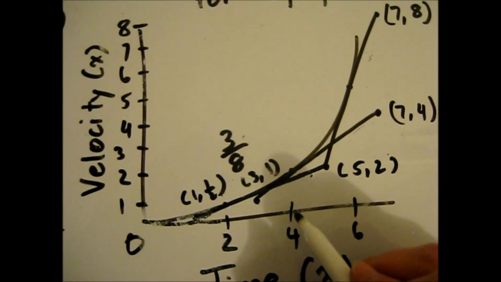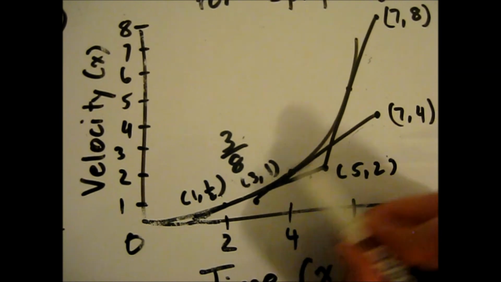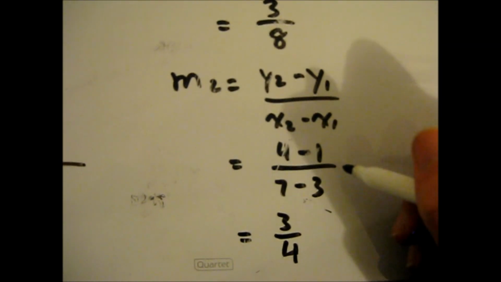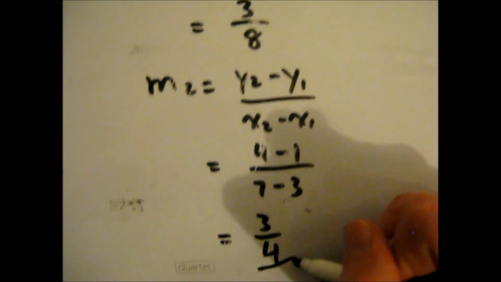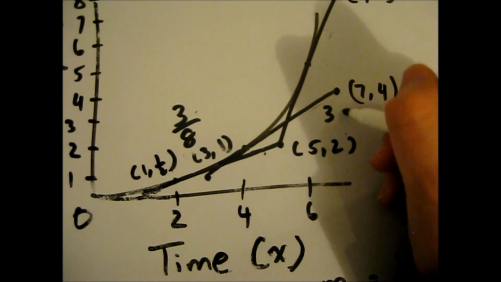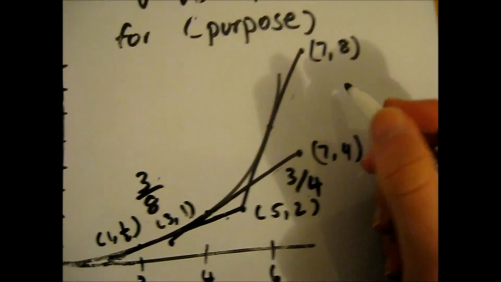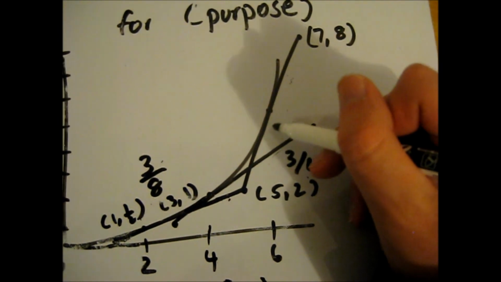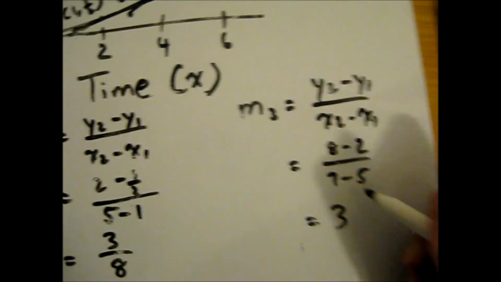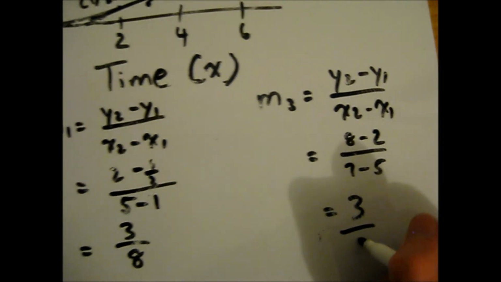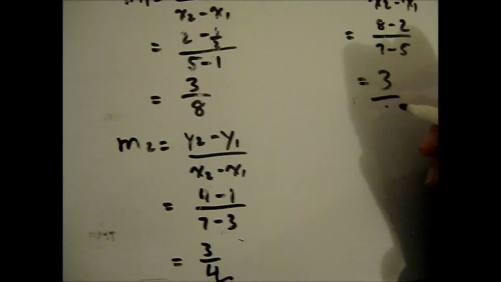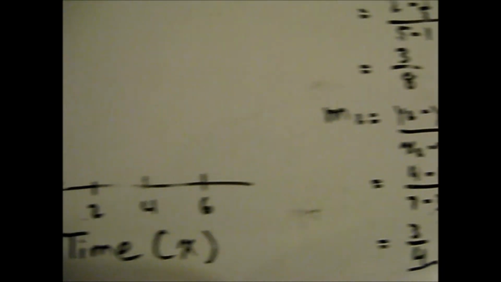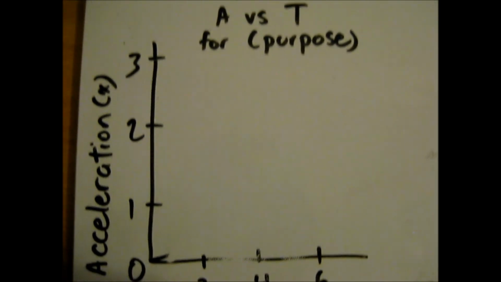Now let's move on to the tangent at 4. So we take the two coordinates, sub it into the slope equation, and we get 3 over 4. So 3 over 4. And then now we look at the tangent at 6. We take the two coordinates, sub it in, and we get 3. So now that we know the slope of all three tangents, we can draw it on the AT graph now.